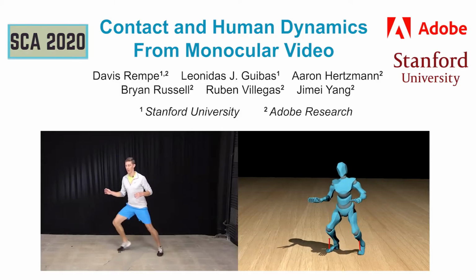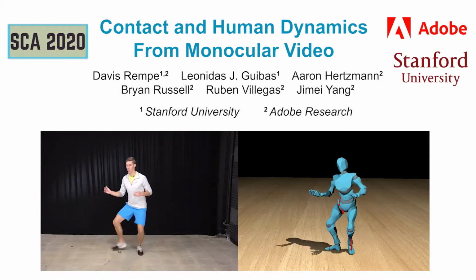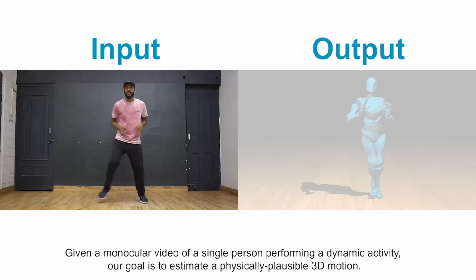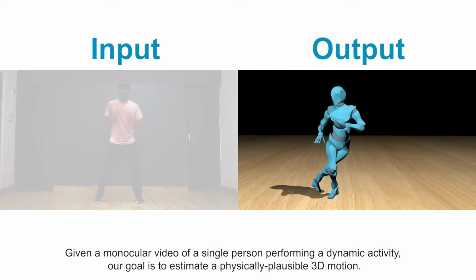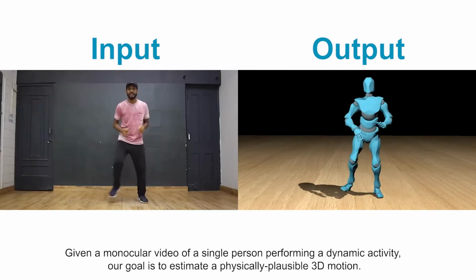Contact and human dynamics from monocular video. Given a monocular video of a single person performing a dynamic activity, our goal is to estimate a physically plausible 3D motion.